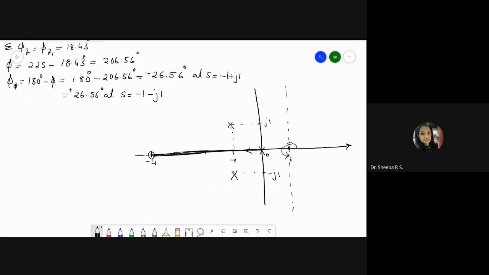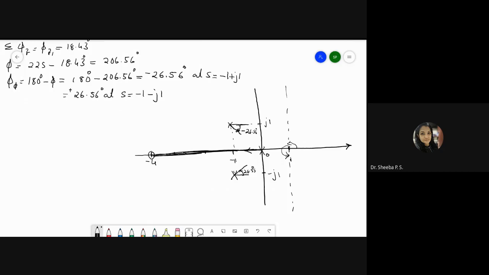Now the angle of departure at this pole, we found that it is minus 26.56. So this is the reference we are taking. Minus 26 means we have to measure in the clockwise direction. So this is minus 26.56 degrees I have drawn. Similarly, on this side, we will be taking a positive angle, the same angle, symmetrical. So 26.56 degrees I have drawn.